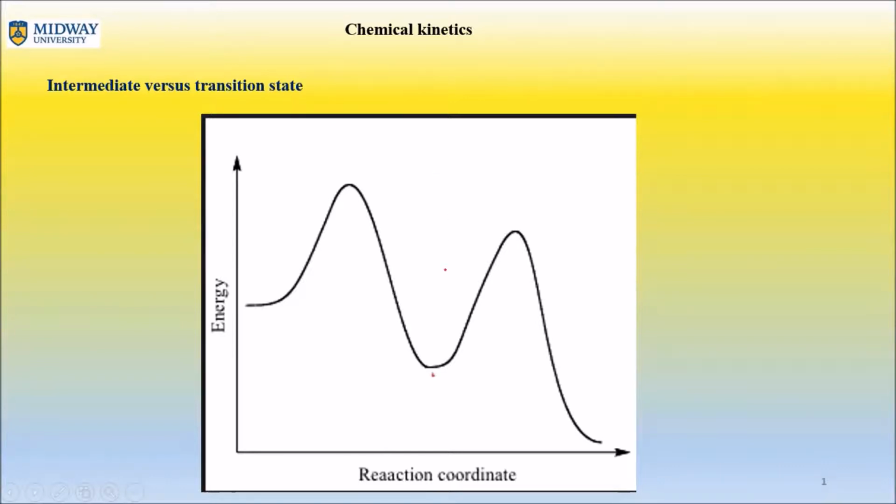So here we have a graph, and you typically see your y-axis is energy, and you may see reaction coordinate or reaction progress or progress of reaction, one of those things, on the x-axis. So this is a traditional energy versus reaction coordinate graph.